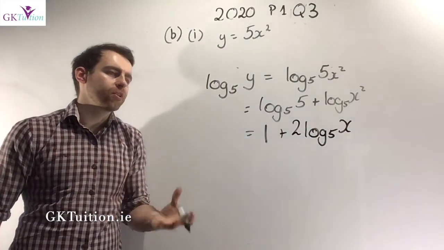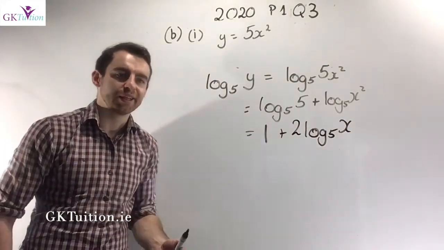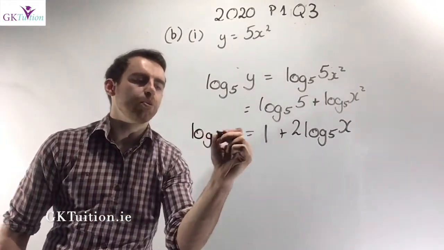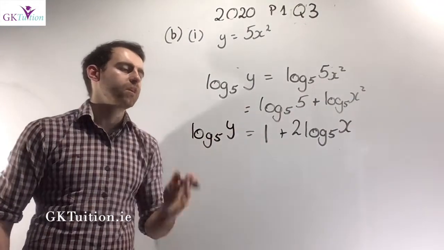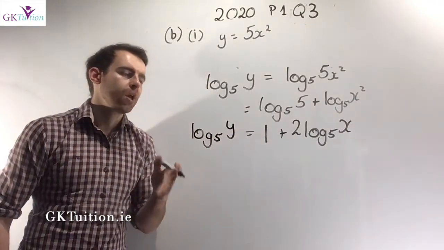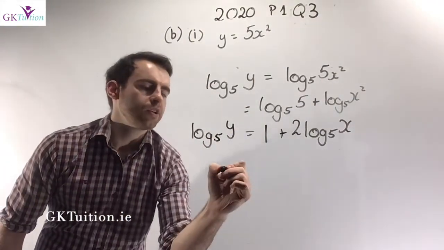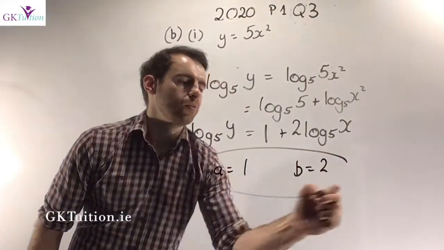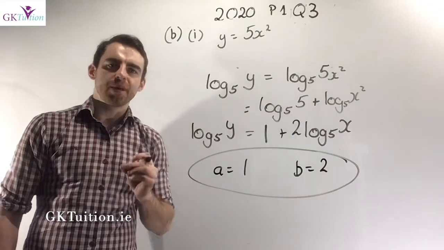So I've simplified the right-hand side fully, and you should notice that it's now in the format that I was asked for. I ended up with log y to the base 5 is equal to 1 plus 2 log x to the base 5. So I can conclude that A is equal to 1 and that B is equal to 2. And that'll get me the full marks for B part 1.